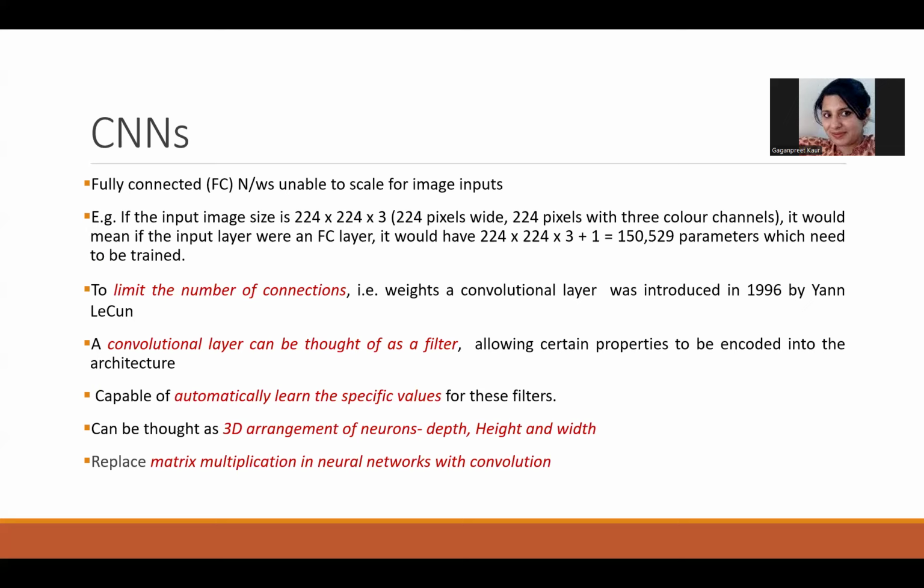The biggest challenge was that the fully connected networks, that is our ANNs, the typical MLPs we are using, are fully connected, and scalability with them was an issue. Just think that if the image size is 224 x 224 x 3, the three color channels, it is a colored image. It means a fully connected layer would have 1,50,529 parameters which need to be trained. And this is for a single layer.